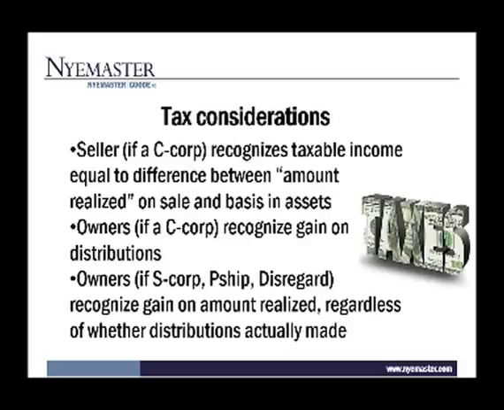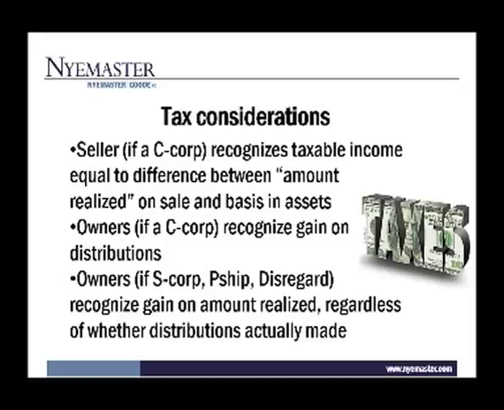So the seller in an asset acquisition, if it's a C corporation, is going to recognize income and pay taxes on the difference between the amount realized, the cash, notes, assumed liabilities on the sale, and the basis the C Corp had in its assets. And then if it's a C Corp, the owners are going to recognize gain on any distributions the C Corp later makes.